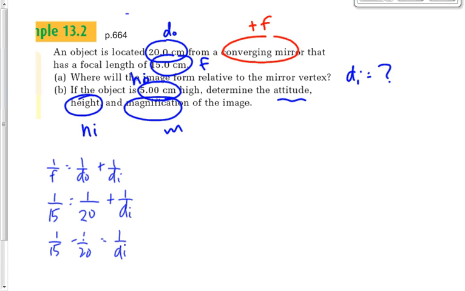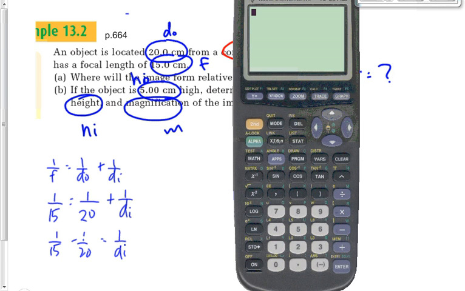Let's get that number on our calculator. Watch carefully, I'm going to show you a nice shortcut. Let's say 15 x to the minus 1, minus 20 x to the minus 1. That's the same thing as 1 over 15 minus 1 over 20. The number we get is 0.01666. Is that my answer? What have I just solved for? 1 over DI. You want DI? Let's go x to the minus 1 again. DI is equal to 60.